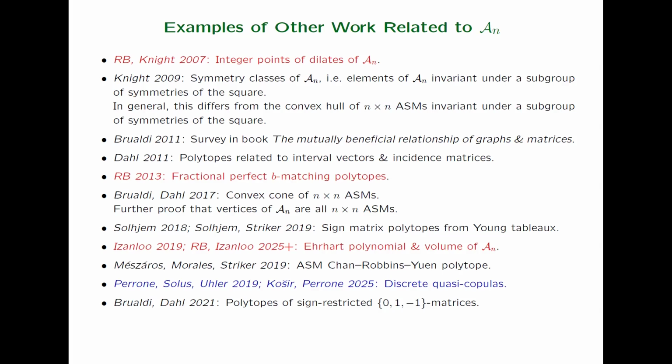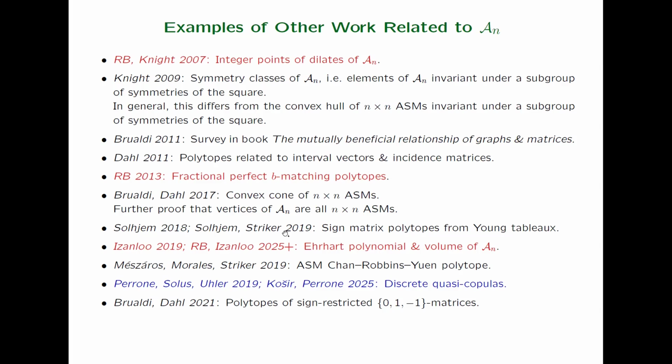Brualdi wrote a nice survey in 2011. And subsequently, there's been quite a lot of work by Brualdi and Dahl. So there's this one here, and this one here, which includes another proof that the vertices are all ASMs. As indicated by the red here, I will talk about fractional perfect matching polytopes.